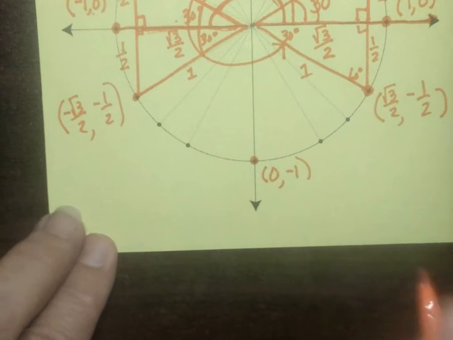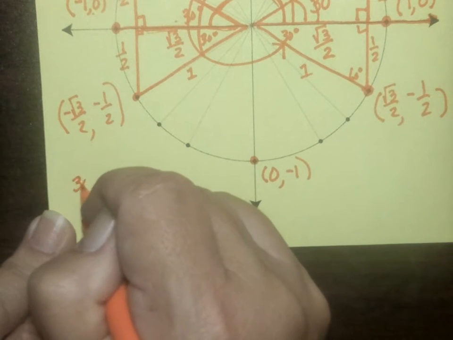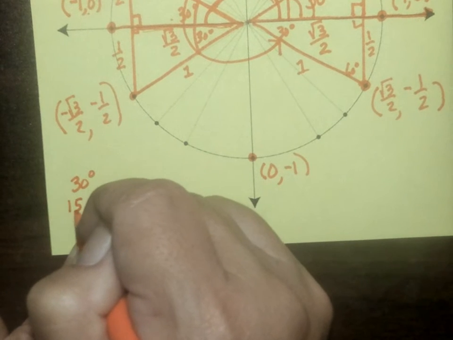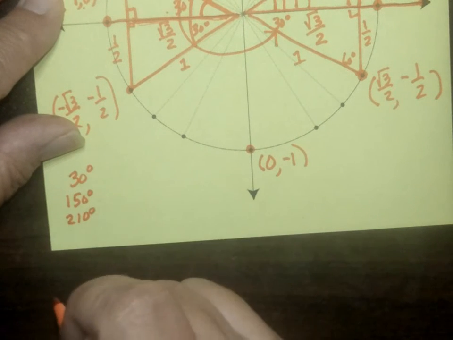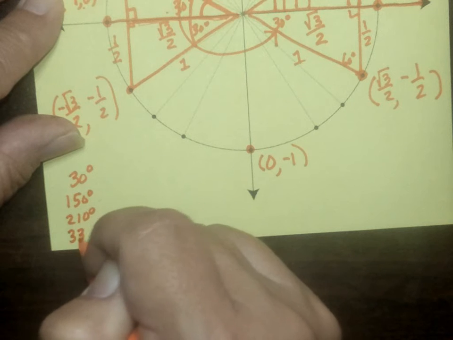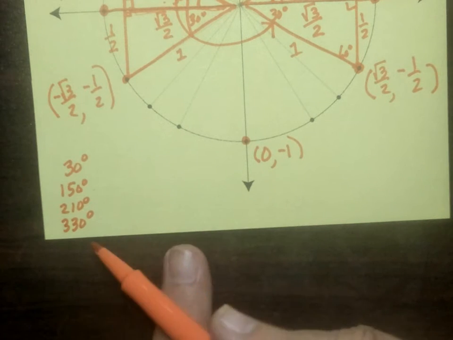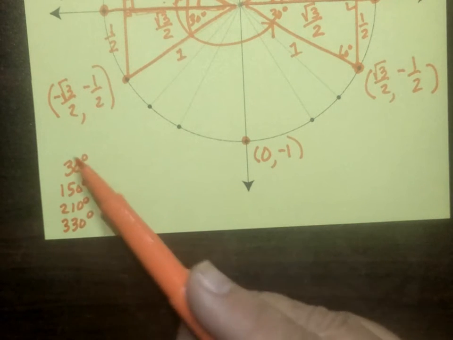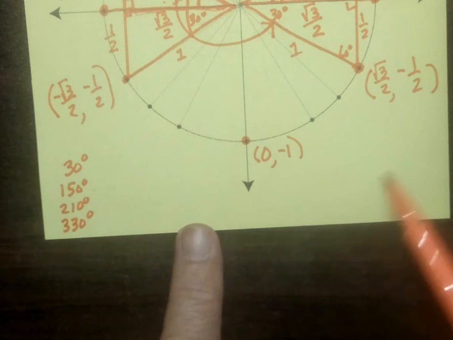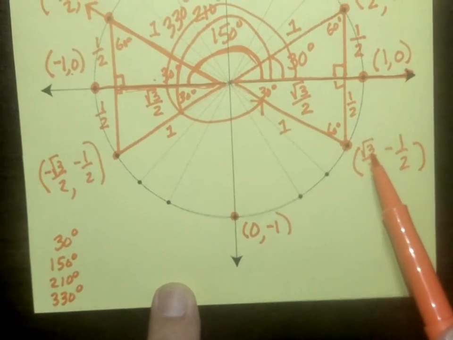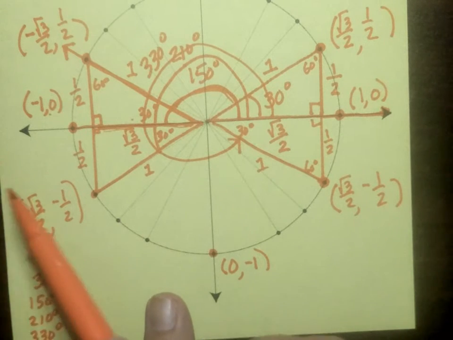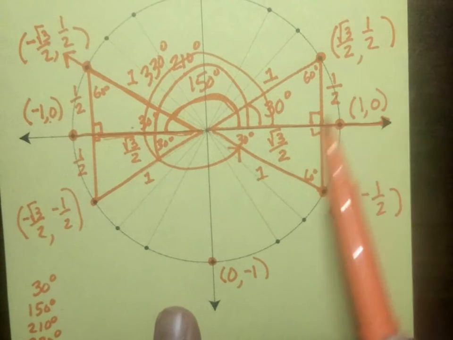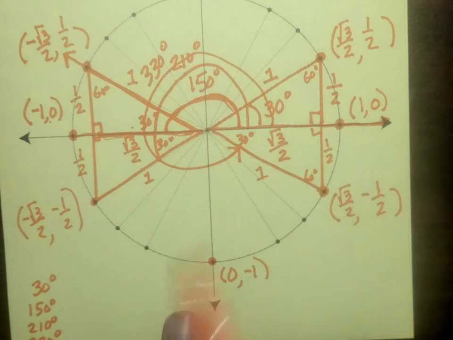Alright, so there's a lot of angles going around there. You may want to put a little list here. We have a 30 degree angle, 150 degrees, then we have 210, and then we have 330. All of these go back to the reference angle of 30 degrees. X value is always going to be square root of 3 over 2 or negative square root of 3 over 2. Y value will be 1/2 or negative 1/2.